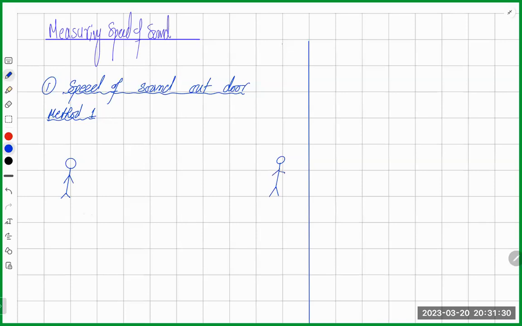So these are two people, person A and person B. They are standing at a distance D. D must be between 100 and 200 meters.